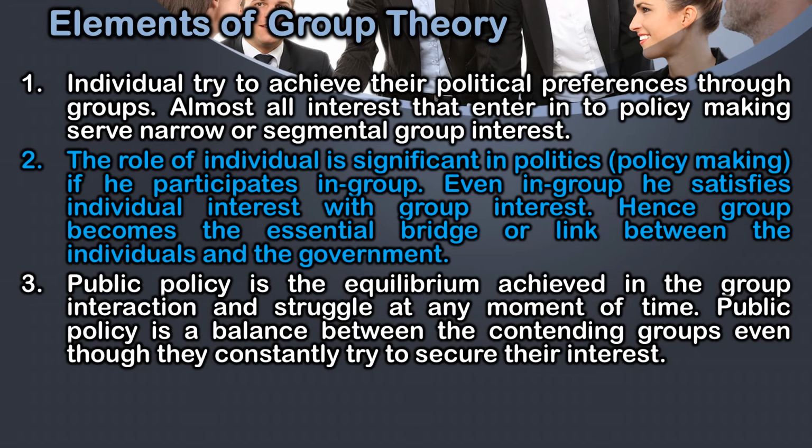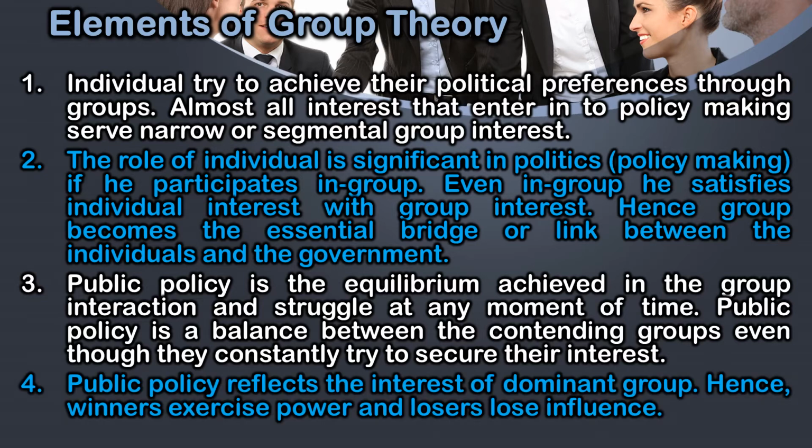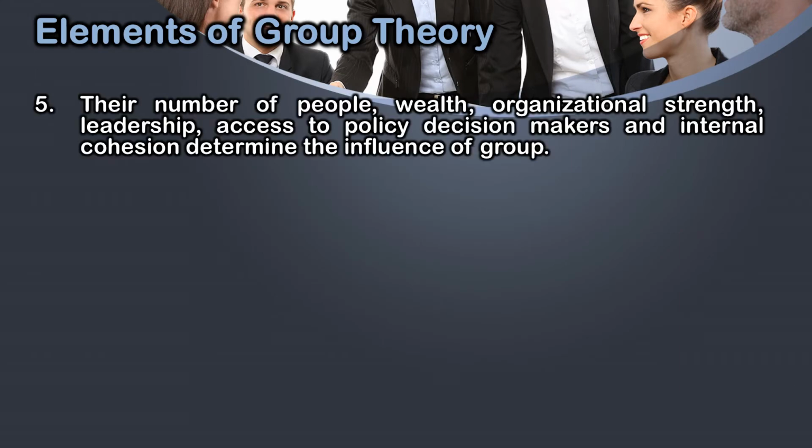Public policy is the equilibrium achieved in the group interaction and struggle at any moment of time. Public policy is a balance between the contending groups even though they constantly try to secure their interest. Public policy reflects the interest of the dominant group, hence winners exercise power and losers lose influence. The number of people, wealth, organizational strength, leadership, access to policy decision makers, and internal cohesion determine the influence of a group.